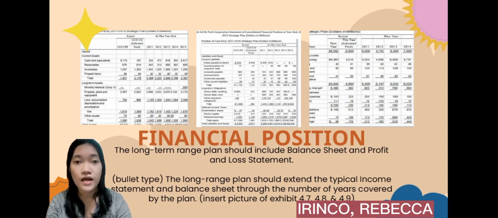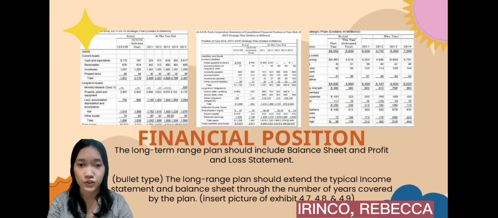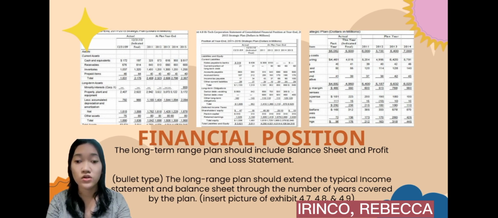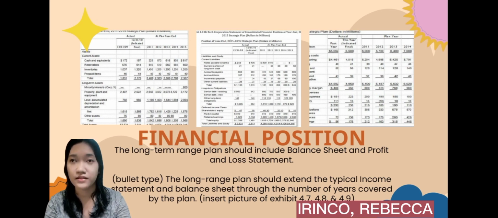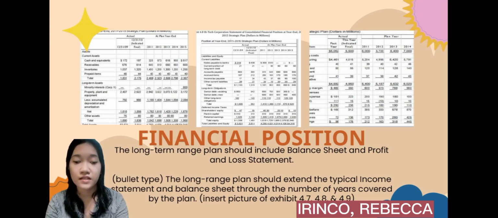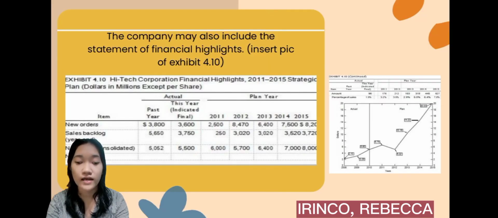Our next topic is all about financial position. Now, the long-range plan should include a balance sheet and profit and loss statement for each year of the long-range plan. The long-range plan should simply extend the typical income statement and balance sheet through the number of years covered by the plan. As you can see, Exhibits 4.7 through 4.9 provide examples of those statements.